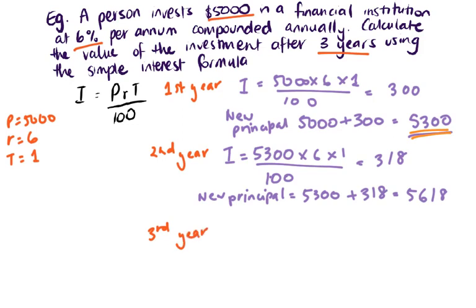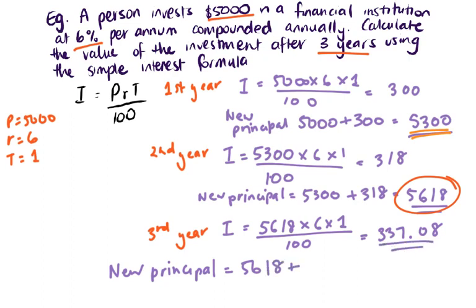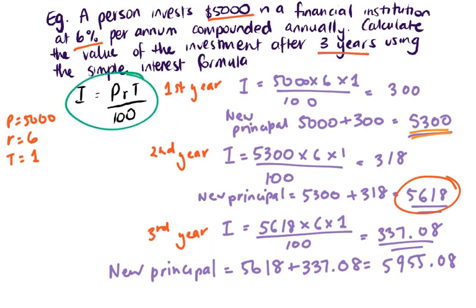We're going to go through this process again, but we're going to use our new principal going into the new year. So again, we have I equals 5,618 times 6 times 1. Remember, nothing changes except for that principal amount. And then that would be 337.08. So the new principal here, or I should say the final principal, because we have now gone through the 3 years, is going to be what we found here, which was 5,618, plus the interest we've just earned in the third year, which will give me 5,955 and 8 cents.